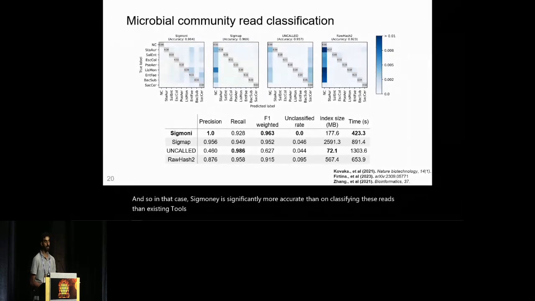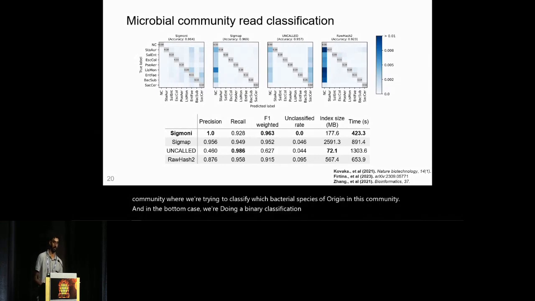And it can also do multi-class classification. In this case, it's a microbial community where we're trying to classify the bacterial species of origin in this community. And in the bottom case, we're doing a binary classification between fungal versus bacterial reads. You can also see that Sigmoni was the fastest tool to do this full read classification.